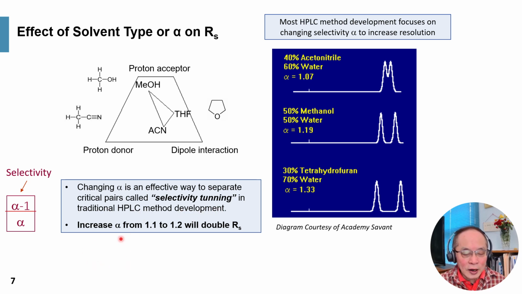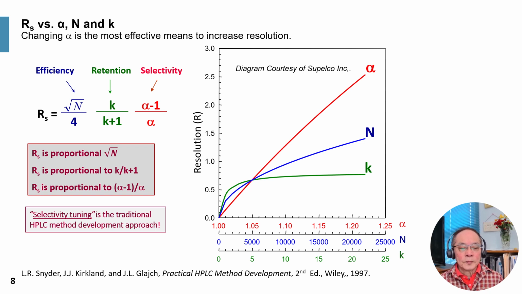Note that changing alpha from 1.1 to 1.2 would actually double resolution, right? Because the resolution is proportional to alpha minus 1. So it would double the resolution by changing a little bit of the alpha. Let's examine the resolution equation in more detail and see how the three factors affect resolution in the graph. Once again, we have the resolution equation, which is dependent on three different factors: efficiency, retention, and selectivity.